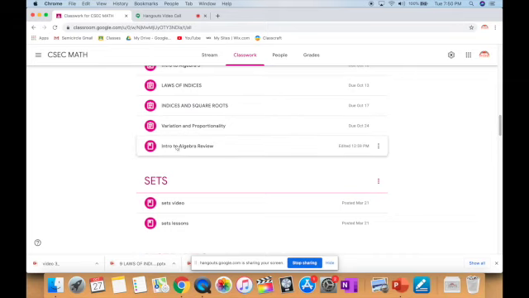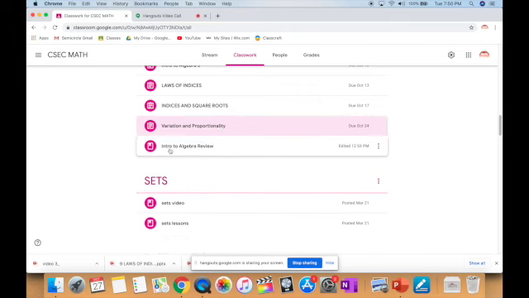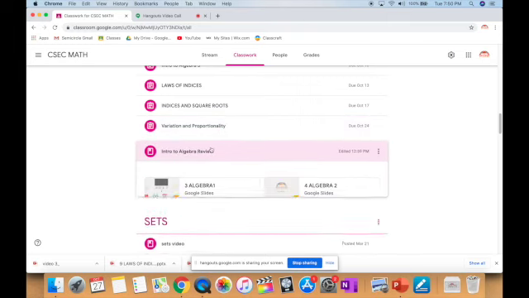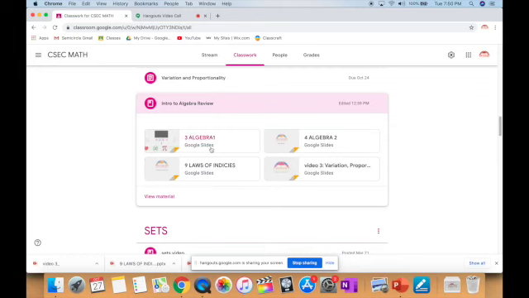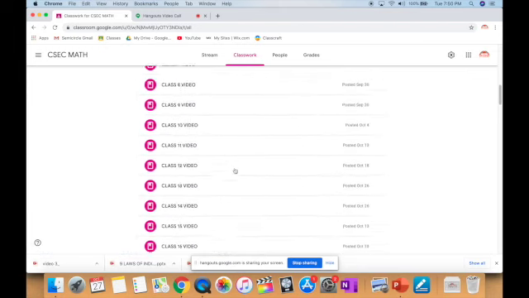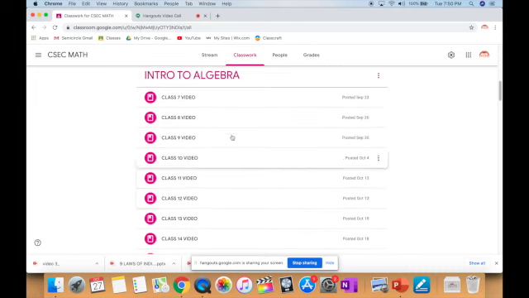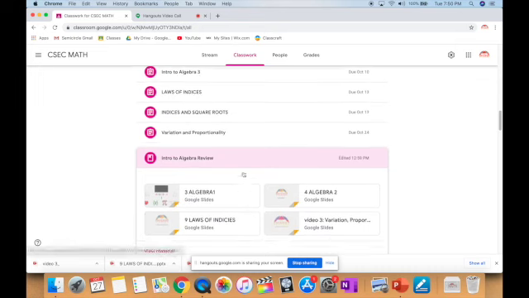But the intro to algebra review is what we were just looking at, and these are all of the slides here: Algebra 1, Algebra 2, laws of indices, variation and proportionality. You can go and look at these slides, and they are basically a summary of everything that we did in the past 10 classes. We had 10 classes in this topic.